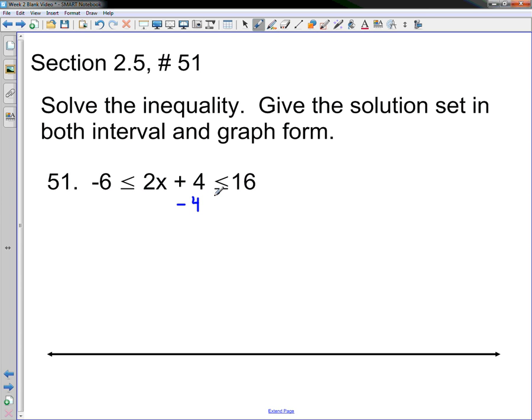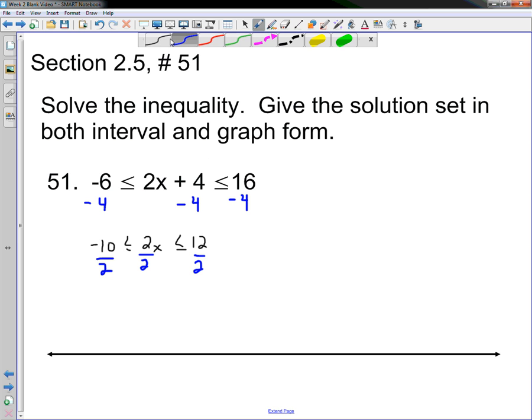I have a plus 4, so I'm going to minus 4. But I have to minus 4 from this 16 and from this negative 6. So I have to minus it from all three parts. Okay, so a little different there. So we have negative 10 is less than or equal to 2x, which is less than or equal to 12. Now we go ahead and undo multiplication with division. So we divide by 2. And we have negative 5 is less than or equal to x, which is less than or equal to 6.